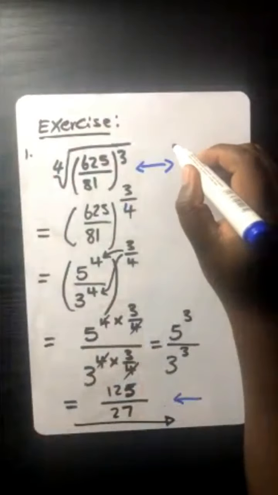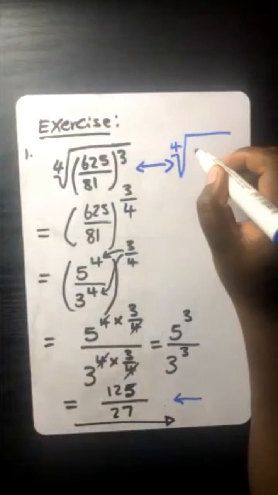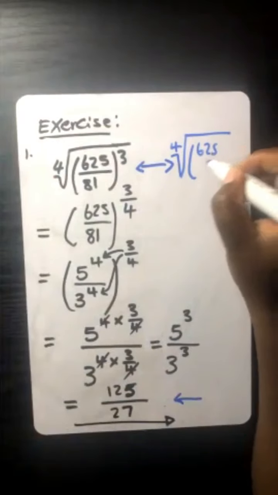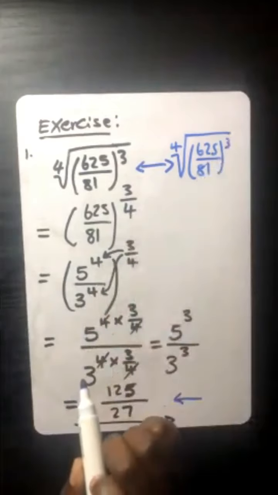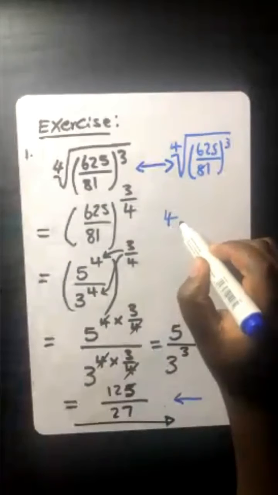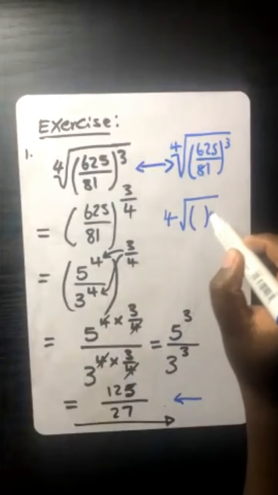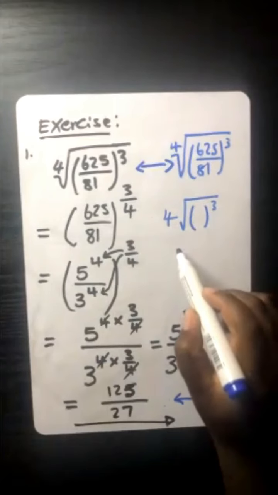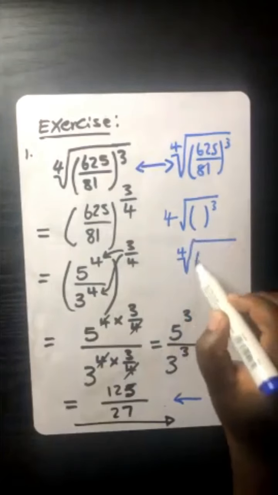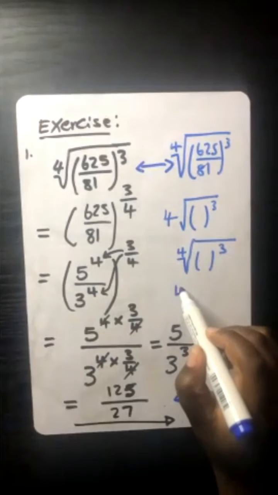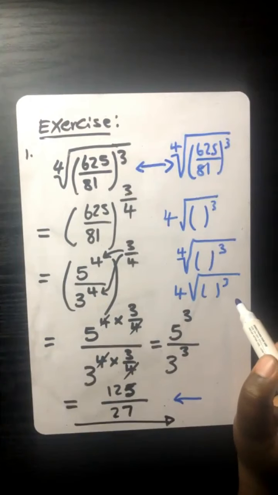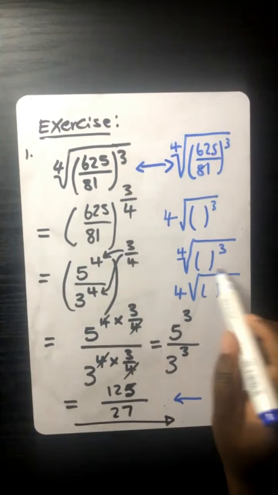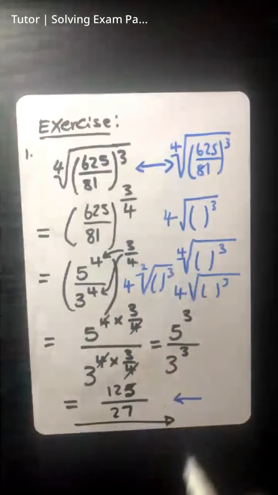So punch 4 square root of 625 over 81 to the exponent 3. The mistake that most of you guys will make is to punch 4 square root of all of that to the exponent 3. It's different. So in this case, you must punch 4 square root of that and not 4 square root of that. Because otherwise, if you punch it that way, it's more like you've got 4, then you have an invisible 2 square root of that to the exponent 3.